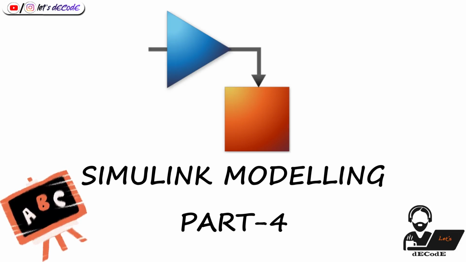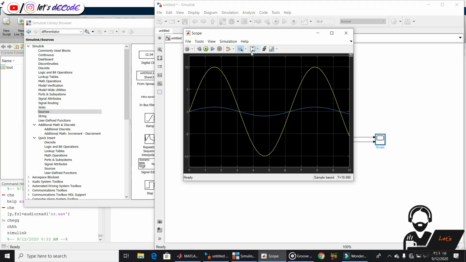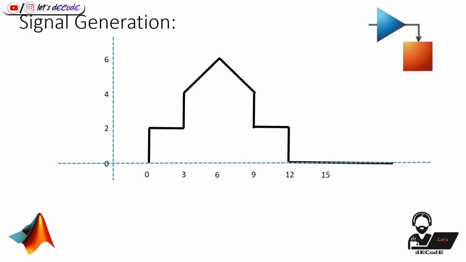This is our fourth video in the series of Simulink modeling. We know how to generate a basic signal from the available blocks. But how to generate a signal something like this? We will know that now. It's a combination of different signals.